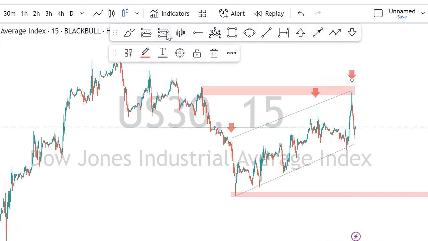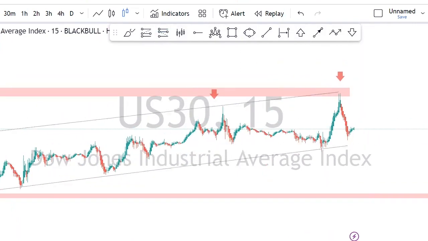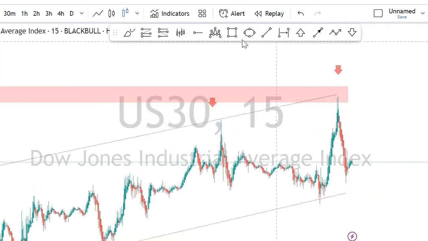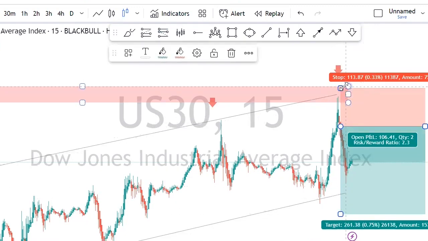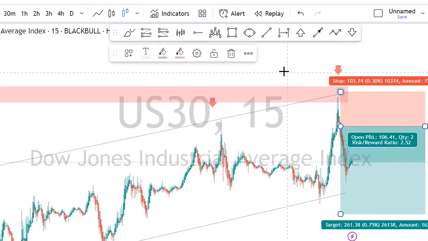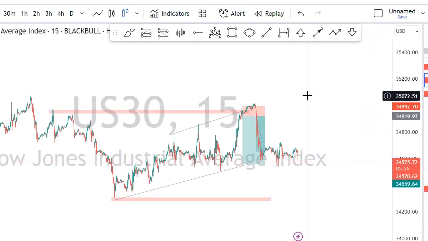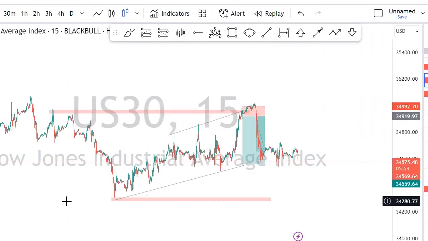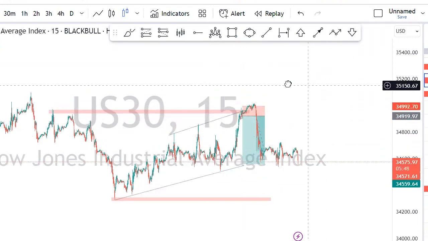So for a risk entry, you could have entered right there. Let me just zoom in. So you could have entered right after rejections and reversals. So you could have sold right there, scaled down to the downside. Just like that, right? Okay, so you guys have seen the clip and how I explained the sell that I got previously, which is this massive drop right here.